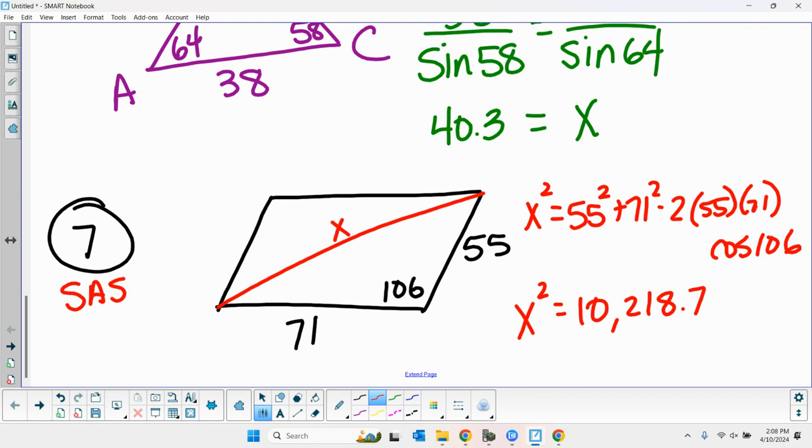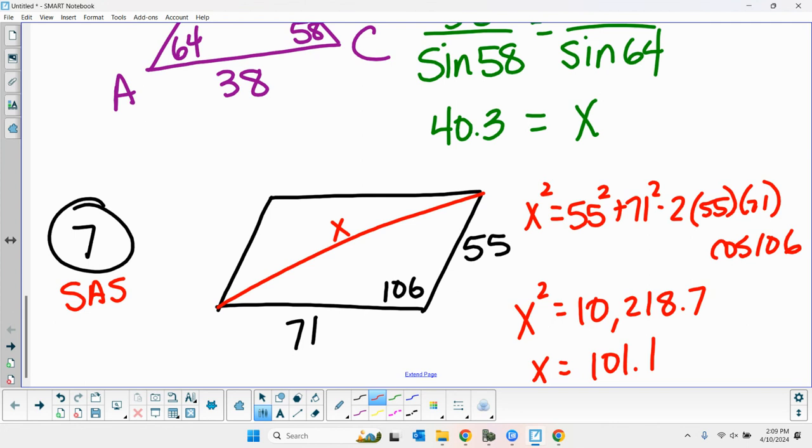We have to remember to square root it, and you get 101.1. So just don't forget to square root it. But that's a quicker one of the law of cosines, this side angle side one, which is pretty easy.